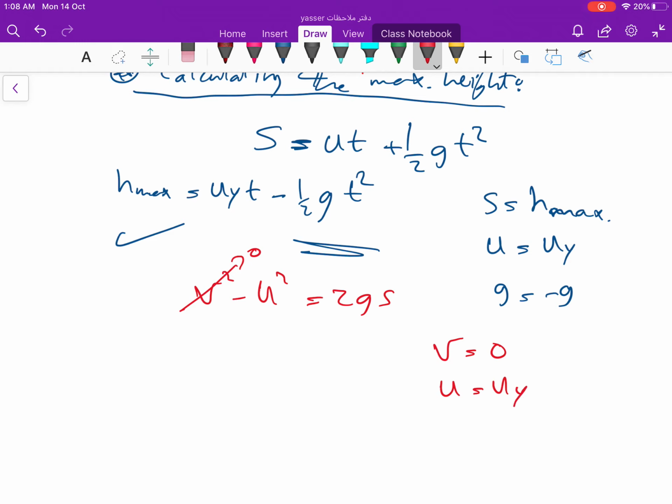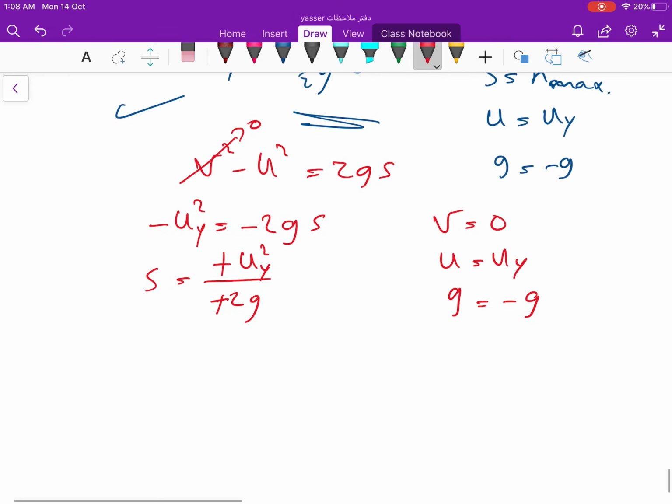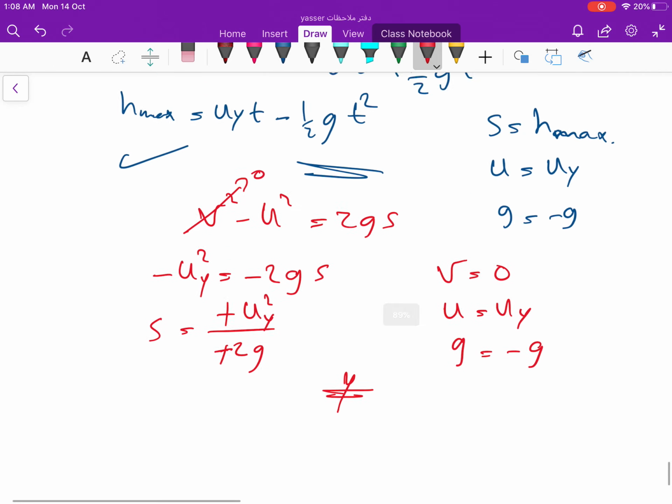Initial velocity is uy. G is negative g, so negative u squared is equal to negative 2gs. So for calculating the maximum height, S, the maximum height S is equal to negative u squared over negative 2g. I'm going to remove the negative sign, so we will cancel it out. So S is equal to uy squared divided by 2g.